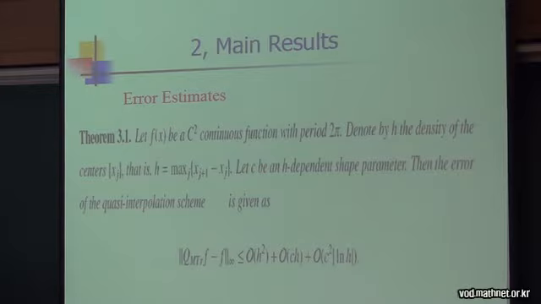Let f(x) be a C2 continuous function with period pi, and denote by h the density of the centers xj. Let C be an h-dependent shape parameter. Then the error of the quasi-interpolation scheme QMTRF is given in this form. From this error estimate, we can see that the shape parameter C is very important for the approximation order of the quasi-interpolant. Now, let's see how to choose the shape parameter C.